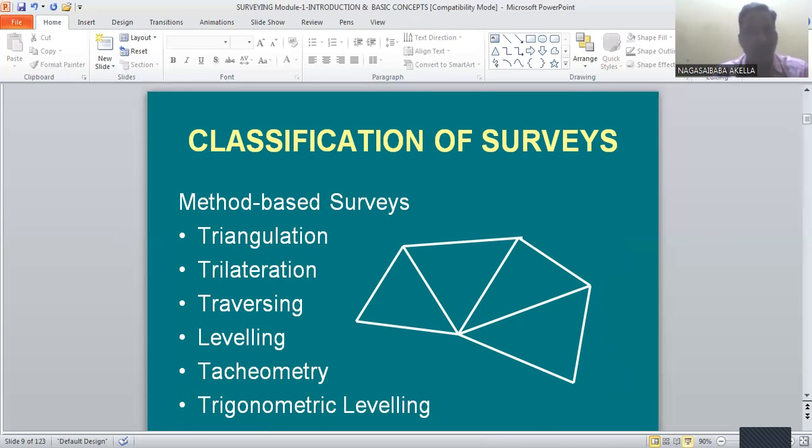These are triangulation, trilateration, traversing. You know traversing. There are open traverse and closed traverse. Where you start and end at the same place, that comes under closed traverse. Open traverse will not close at the same starting point. Next, leveling, tachometry, and trigonometrical leveling, by using trigonometrical relations and expressions. So these are all called method-based surveys.